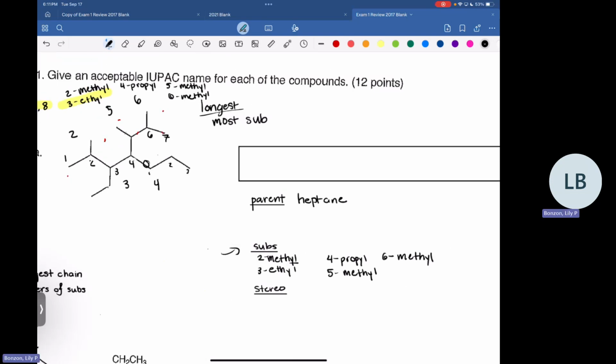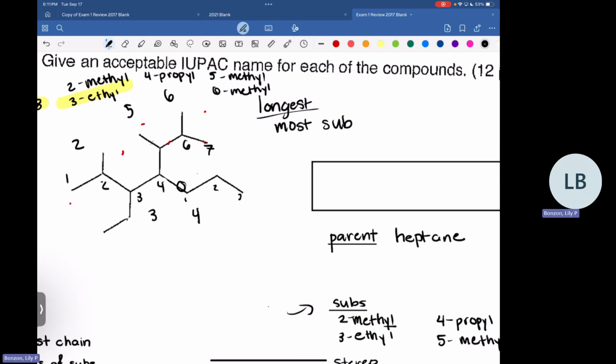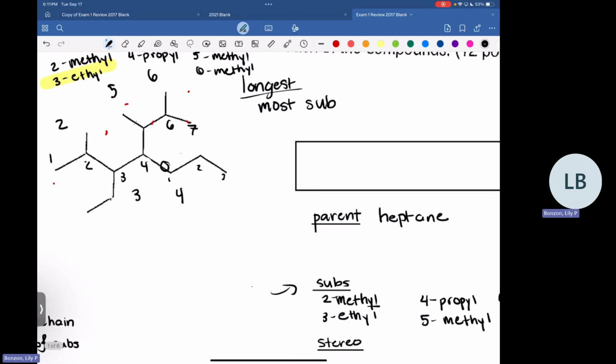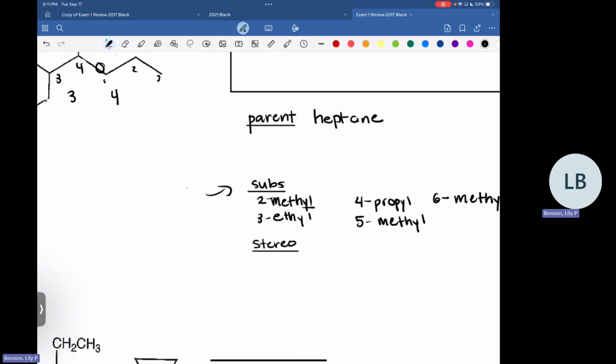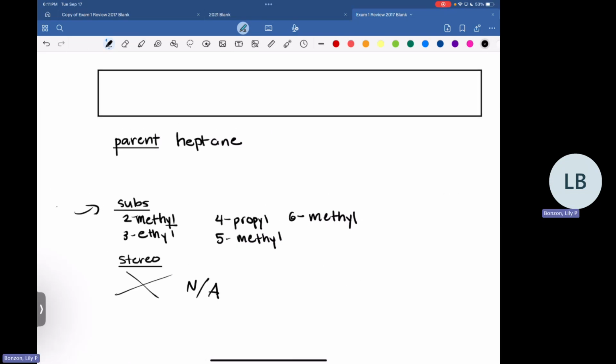For stereochemistry, we don't have to worry about it because it's just an alkane. For this test, the only stereo you'll have to worry about is for cycloalkanes, if they're cis or trans. But again, this is just a regular alkane chain, so we don't have to worry about that here. So then the next step, we just have to put everything together.